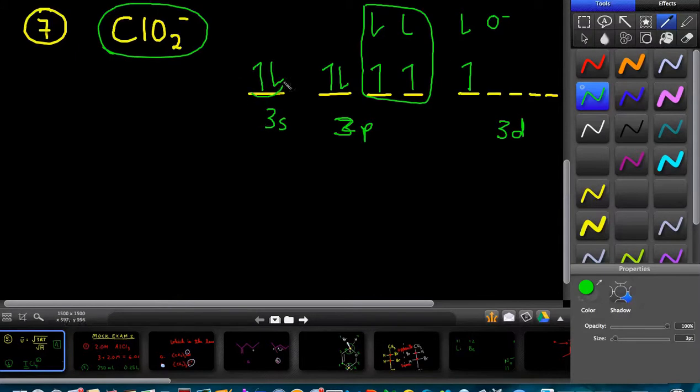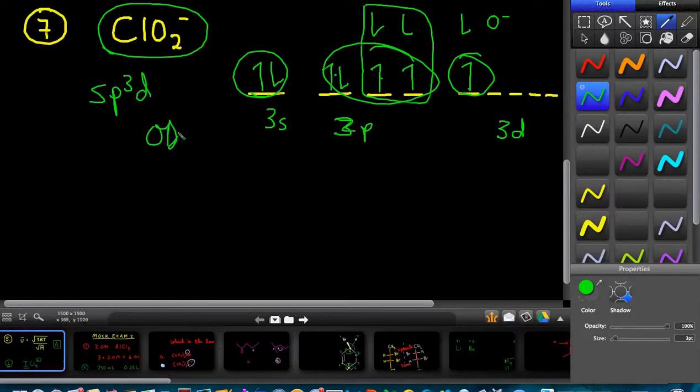So the hybridization is sp3d. You must use ODEC to do this, and if you use ODEC to do this, it's a pretty simple problem. If you don't, it's a pretty complicated problem.